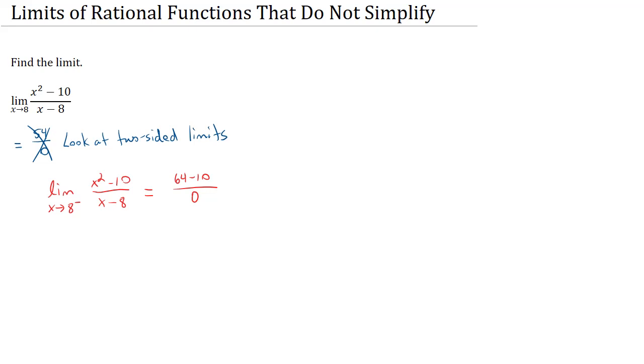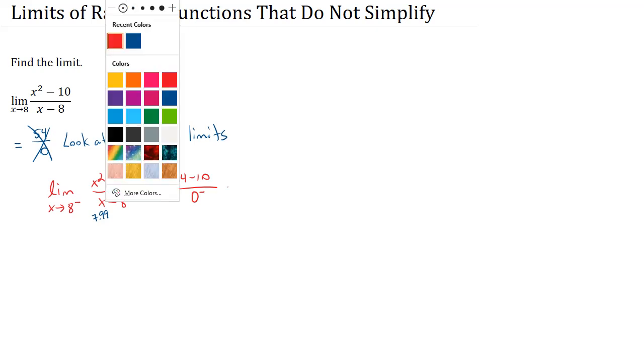On the top, since we get 54 for 64 minus 10, really close to 54 or equal to 54 is going to work just fine as far as limits. But when we divide by 0, we have to be more careful. So if x is a number slightly to the left of 8, maybe like 7.99, and you do the subtraction, you're going to get a number close to 0, but not quite 0. You're going to get a number that's negative and really close to 0.